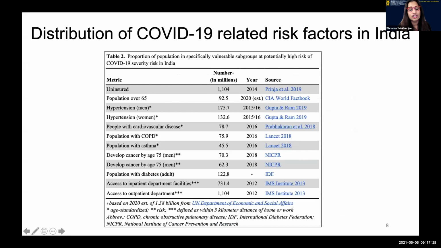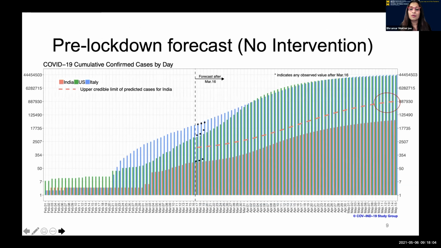India has some advantages in terms of a very young population with mean age of 27 years and 40% of the population being in the age group of 0 to 18. But India also has a very fragile healthcare infrastructure. For example, the number of hospital beds per 1,000 people in India is 0.5, compared to the US number, which is around 3. It also has a large number of uninsured people and people with comorbidities, which have been associated with COVID-19 severe outcomes.